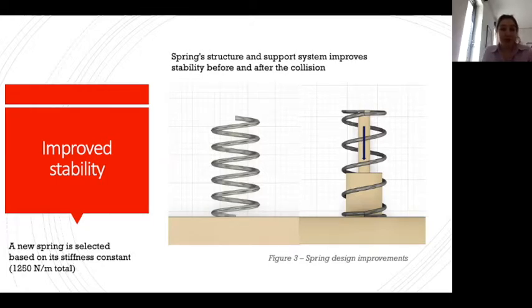We also introduced a spring support system, which keeps springs parallel to ground when the vehicle is moving towards the wall. Finally, the spring is closed and flat at the ends, which ensures that the vehicle doesn't go in any direction after having hit the wall.